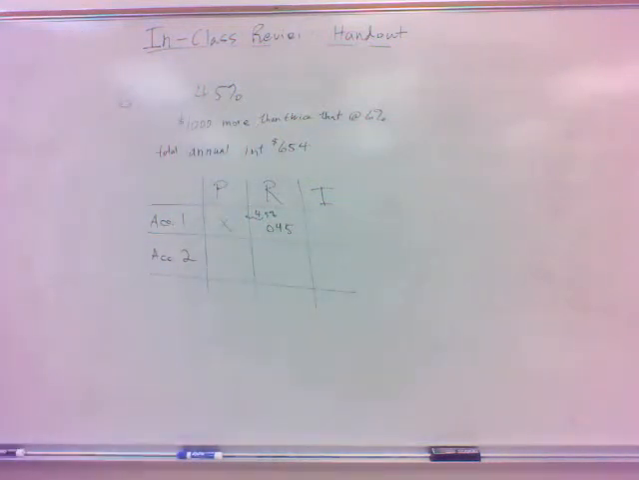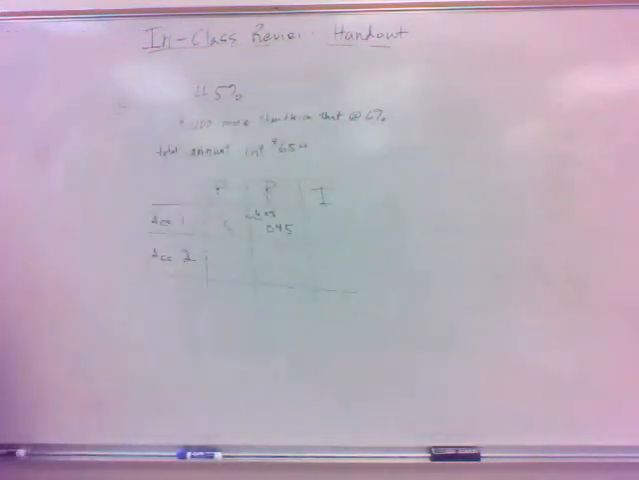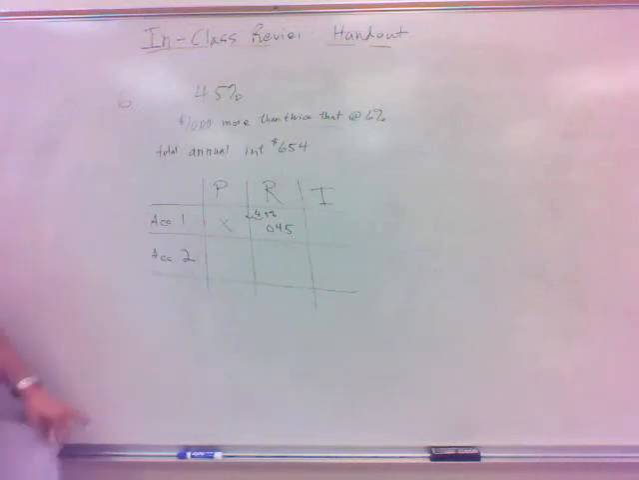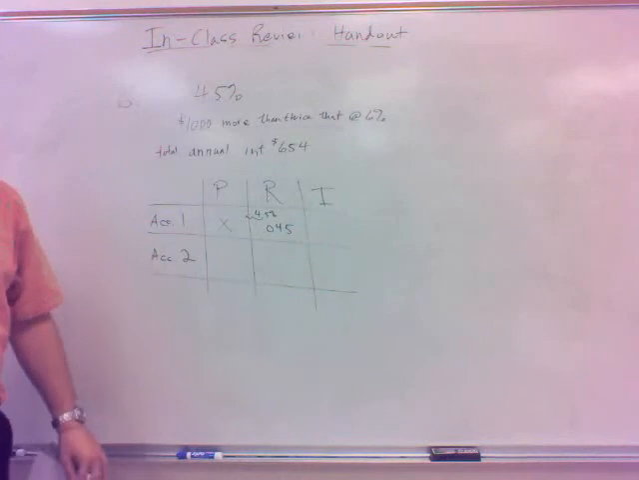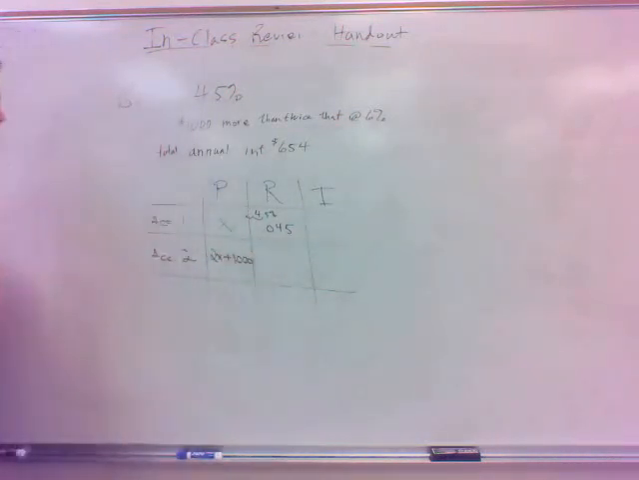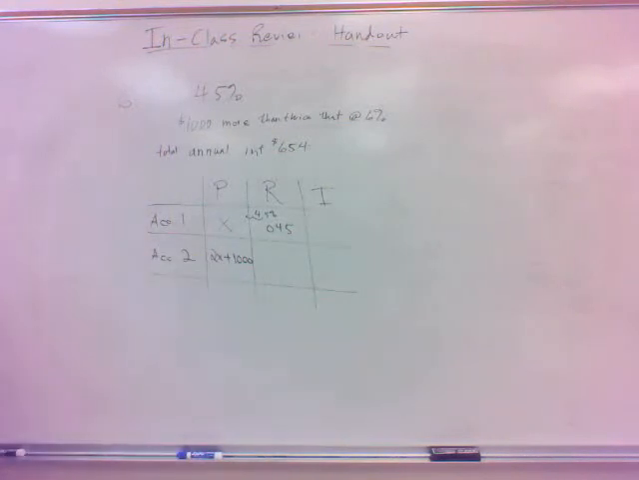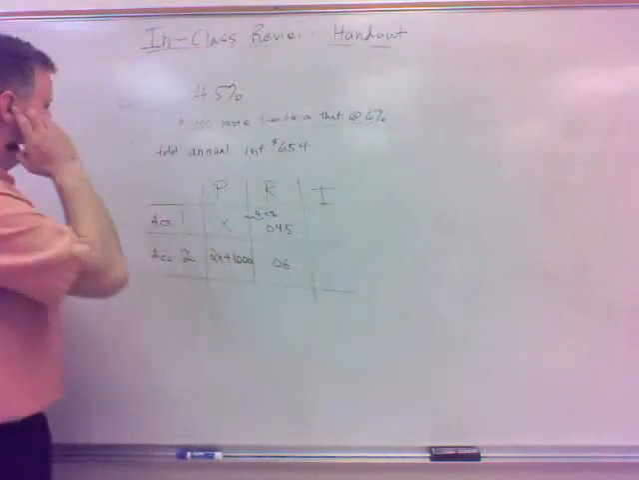Account 2 is 6%. And here's what we know. It's 1,000 more than twice the amount of the 4.5%. How would I write that? Well, twice the amount would be, if x is the amount, 2x would be twice this, and then 1,000 more, 2x plus 1,000, wouldn't it? So it's twice the amount, 2 times x, and then 1,000 more. 2x plus 1,000. 6%, 2 places would be 0.06.